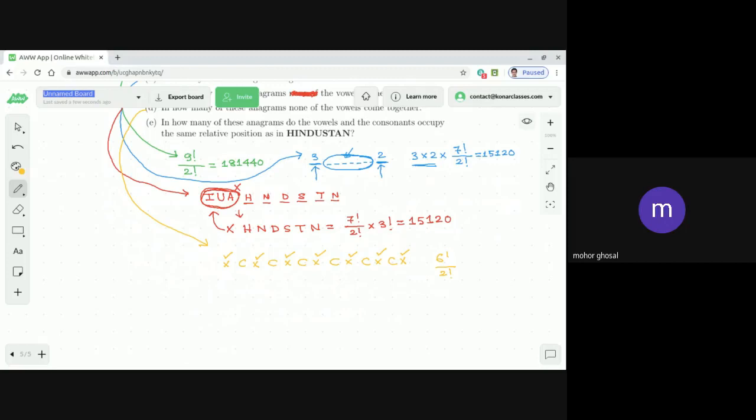7 factorial? No. Without thinking, please do not answer. Or if you answer, then you should justify, right? There are 7 places. You want to keep 3 items. Go ahead. 7P3.